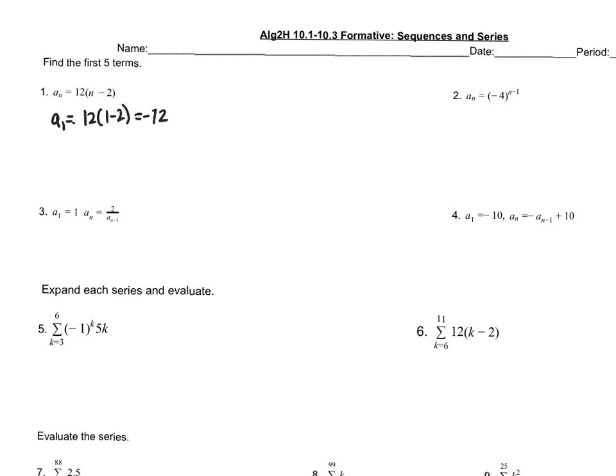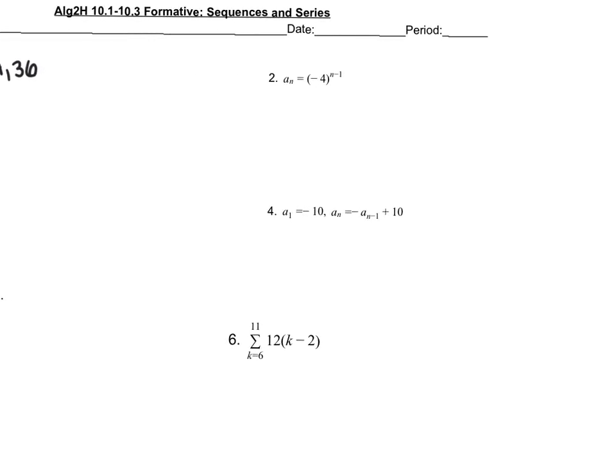That's negative 12. a_2 is going to be 12 times 2 minus 2. So that's 12 times 0, which is 0. a_3 is going to be 12 times 3 minus 2, which is 12. So our pattern here is that we're adding 12. So that's going to be negative 12, 0, positive 12, 24, and 36.